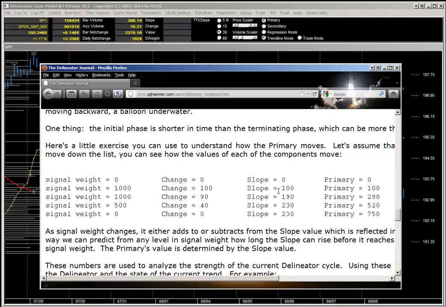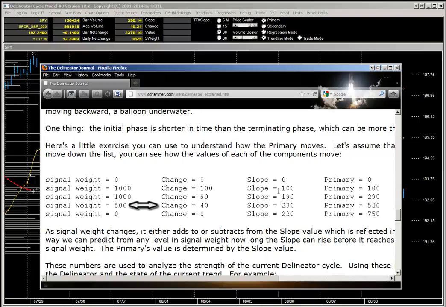The slope moves to plus 190. The change would then equal plus 90 because the old value of the slope was 100. The new value of the slope is 190. Therefore, the change is 90 ticks from 100 to plus 190. We then would calculate the value of the primary as the old value of the primary plus the new value of the slope. So 100 plus 190 equals 290.